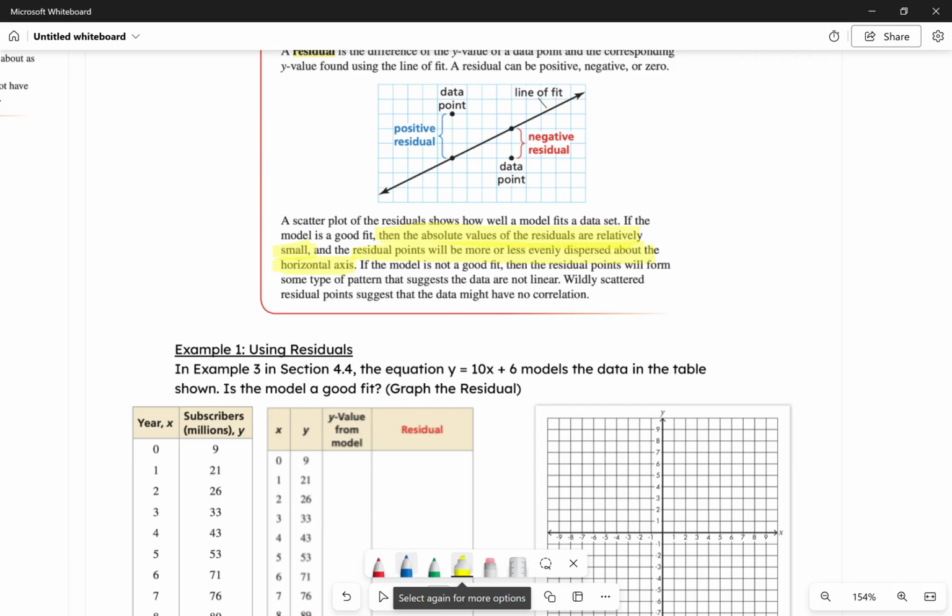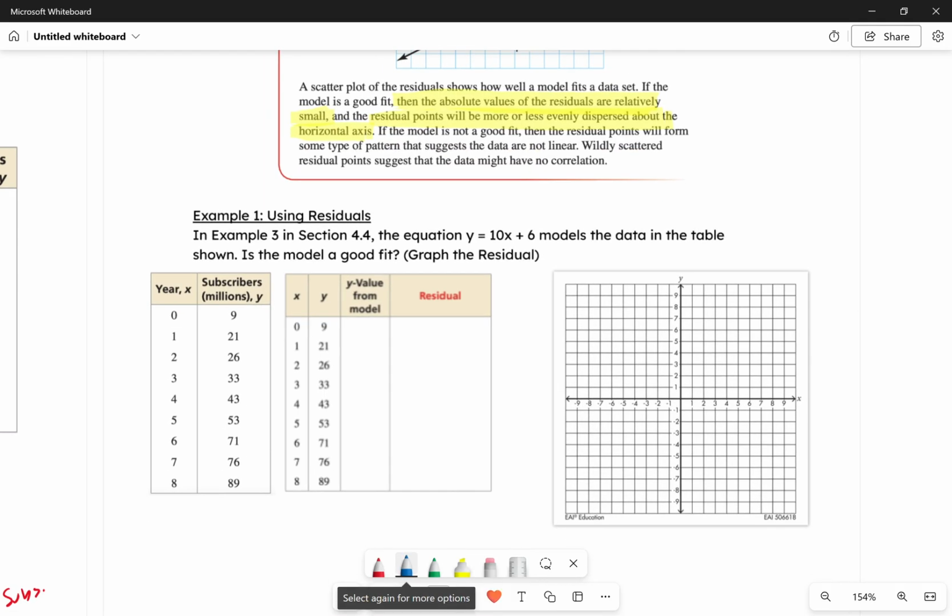Okay, so here, if we take a look, it says in example 3 in section 4.4, the equation y equals 10x plus 6 models the data from the table shown. Okay, and we want to find out, is this model a good fit? Okay, now this was not the exact line of best fit that we ended up getting, but it is the one that the book calculated. So we're going to go with it either way, because like I said, we can have a little bit of differences between lines of best fit, especially when we're doing them by hand.